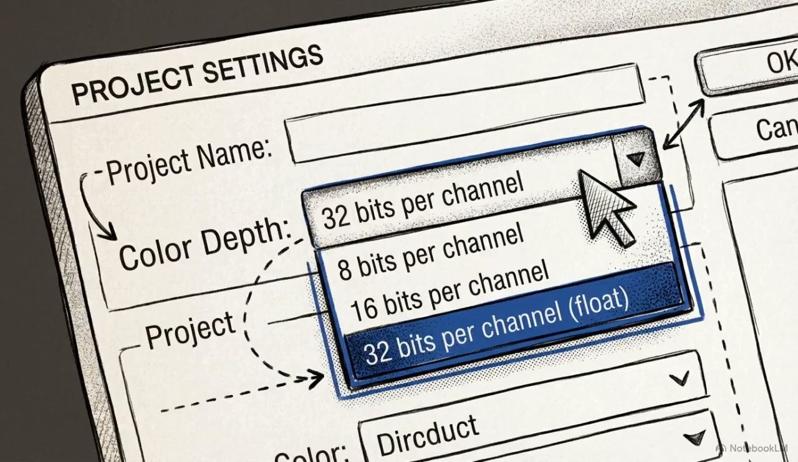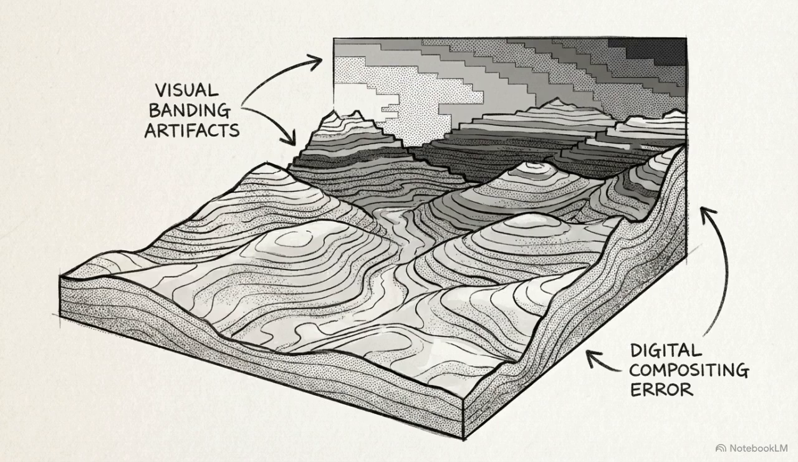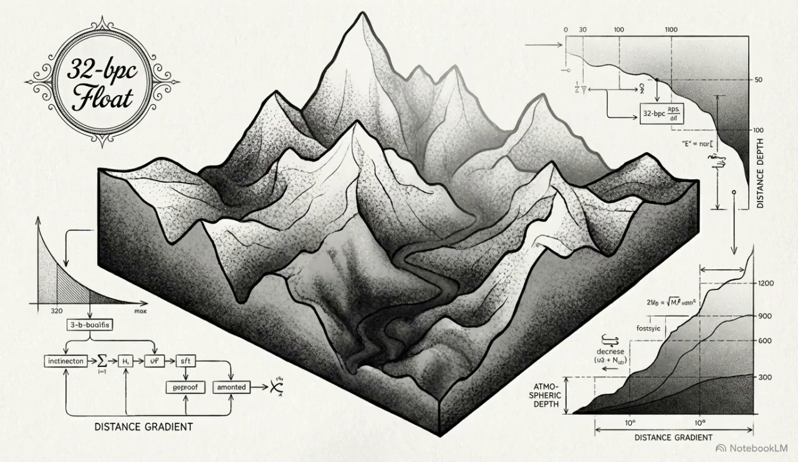Before you do anything else, go to your project settings and change your color depth to 32 bits per channel, or 32 BPC. A standard 8 BPC project only gives you 256 shades of gray. That is not enough mathematical capacity to store the exact real-world distance measurements spanning miles of a 3D environment. 32 BPC gives you floating point precision, ensuring your depth data remains perfectly accurate.